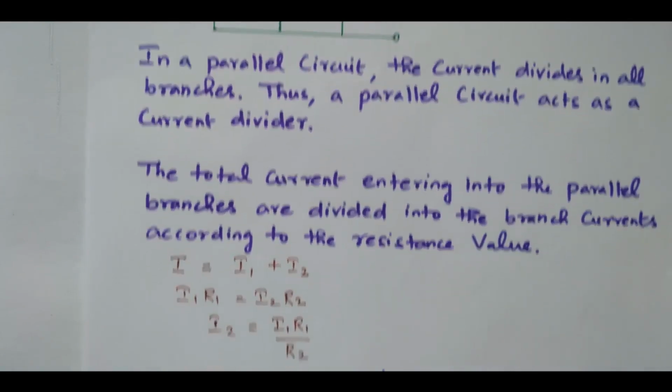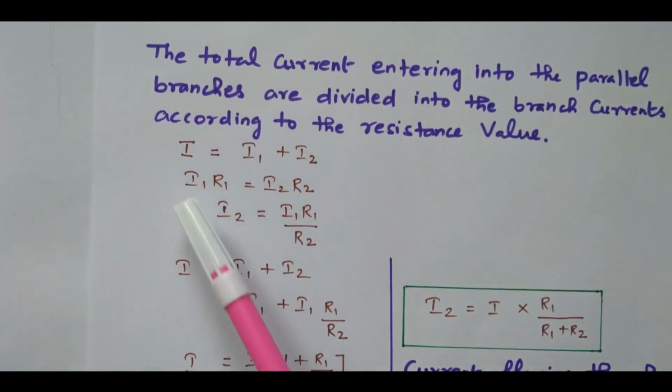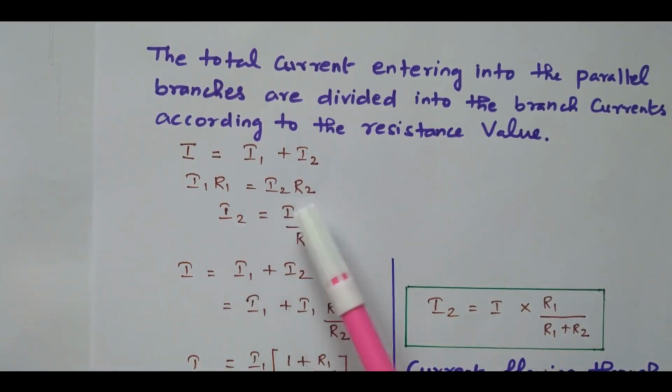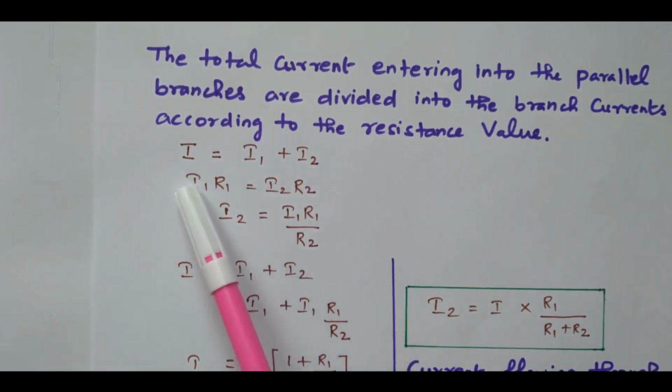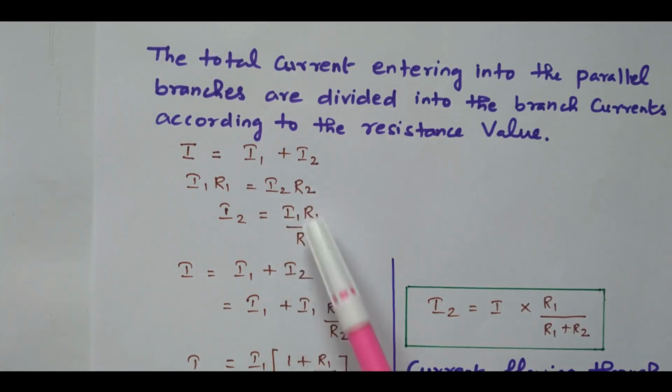So based on that we can write I1 R1 equals I2 R2. From that, I2 equals, bringing R2 here, I1 R1 divided by R2. Based on the voltage drops across both the resistors being equal, we formed this equation. From that we calculated I2. We know that I equals I1 plus I2. In that, substitute this I2 here. This value is substituted here, so I1 plus I1 R1 divided by R2. So this I2 is replaced by this value.